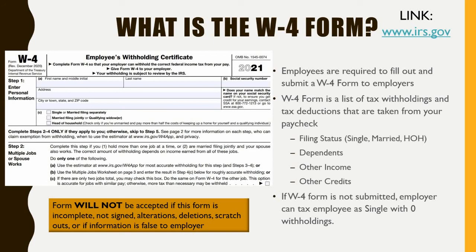So every employee must submit this to an employer, and if they fail to do so, then you are subject to tax this individual at the highest bracket, single, not filing as married or head of household, and you're going to tax them at 0 withholdings, meaning they're going to be taxed at the maximum amount of tax. But that's a good thing, because at the end of the day, you're more likely going to get a tax refund, versus someone who claims so much at the very beginning of the term, they're probably going to have to pay into their taxes.